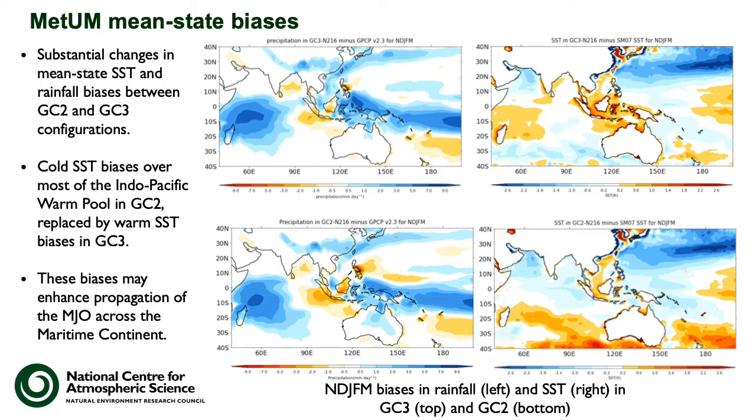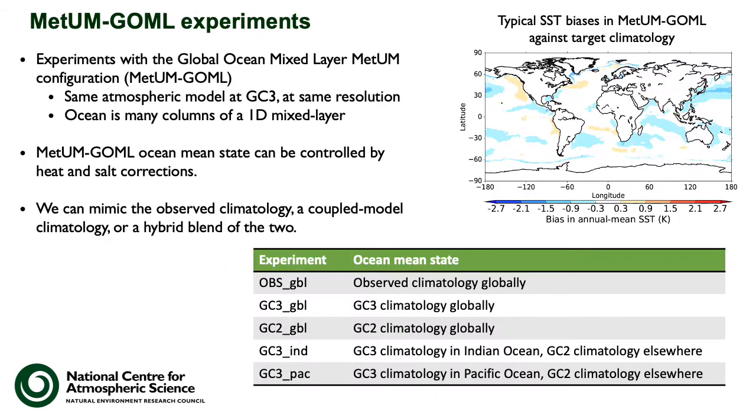and an increase in the wet bias in the Western Pacific as well. So now the question we wanted to try to answer was whether these changes in the basic state in the atmosphere and the ocean have led to some of the improved propagation of the MJO that we've seen, due to a sort of a moister environment around the maritime continent and warmer sea surface temperatures.